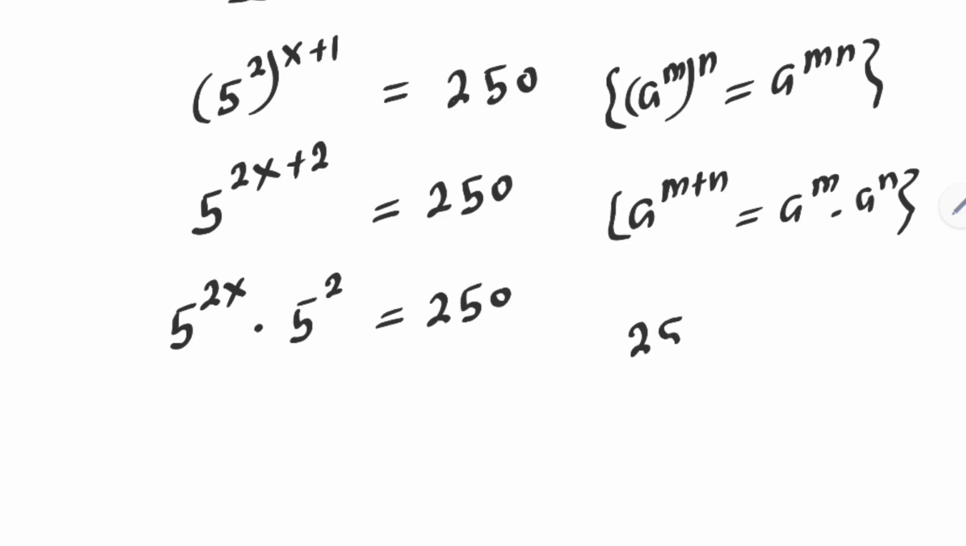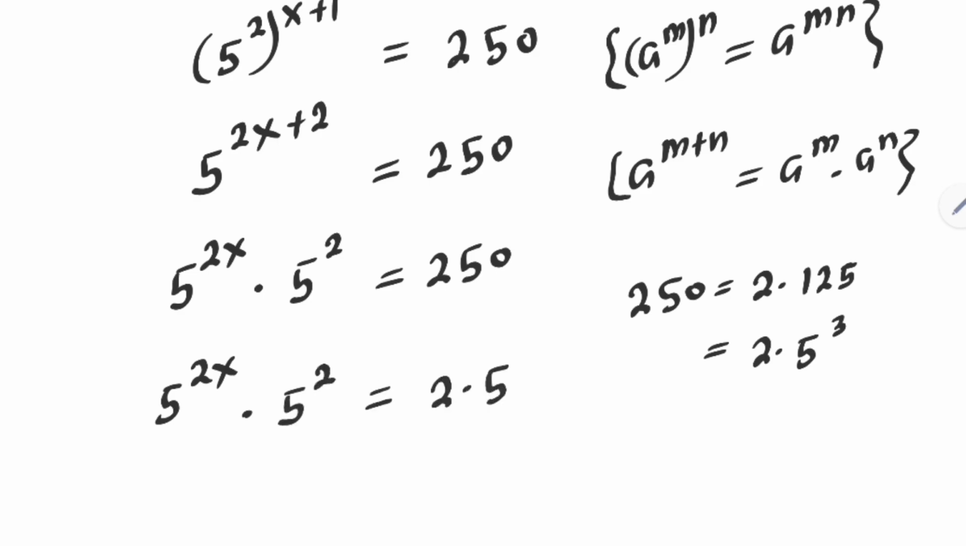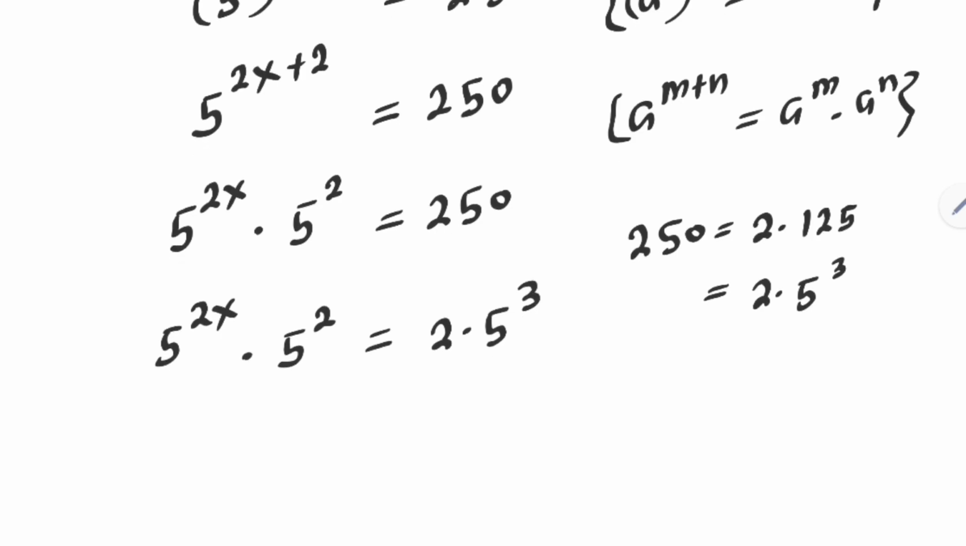250 is equal to 2 multiplied by 125. This is equal to 2 multiplied by 5 raised to power 3. Then we have 5 raised to power 2x multiplied by 5 square is equal to 2 multiplied by 5 raised to power 3. Now let us divide both sides of this equation by 5 square.